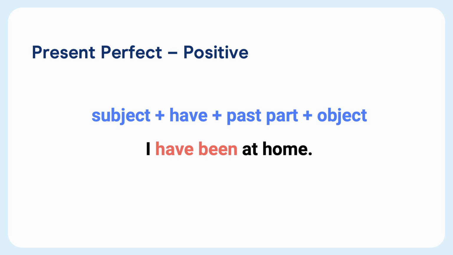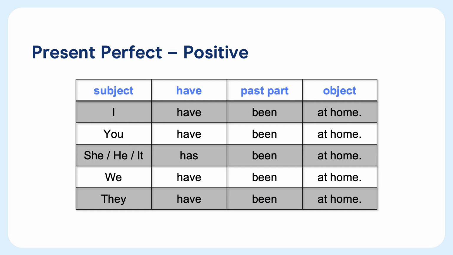I have been at home. You have been at home. She or he has been at home. It has been at home. We have been at home. And they have been at home.